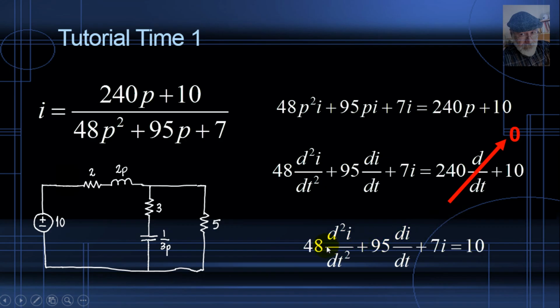That is the differential equation that needs to be solved if we want the current in the source. See, all of this was to find the differential equation whose solution gives us the current that we want. I could have been finding the voltage in the capacitor or the current in the 5 ohm resistor or anything else. The process is the same.